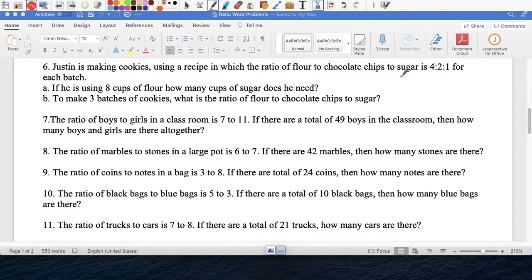Ratio of black bags to blue bags is 5 to 3. Let's see if I can use another tape diagram. 1, 2, 3, 4, 5, and 1, 2, 3. There are 10 black bags. How many blue bags are there? Well, there are 5 boxes. In order for those 5 boxes to add up to 10, I have to put 2 in each. 2, 4, 6, 8, 10. So when there are 10 black bags, I'll have 6 blue bags and a total of 16, although they're not asking for the total.